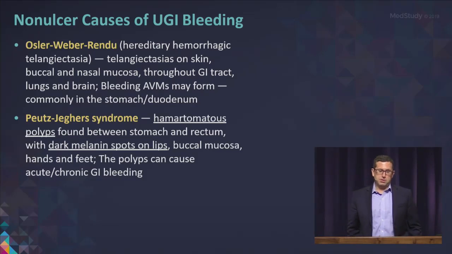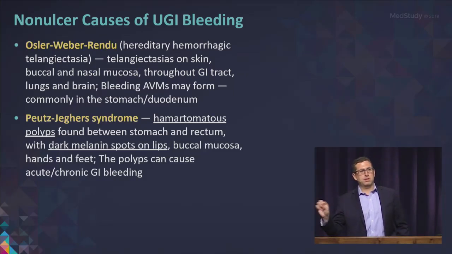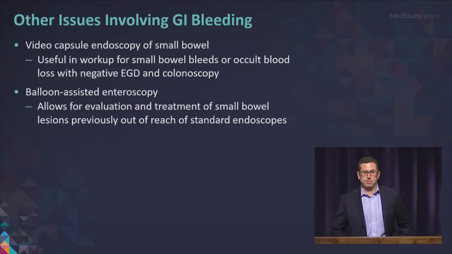And then there's Peutz-Jeghers syndrome, which is hamartomatous polyps found between the stomach and the rectum. A lot of times you'll see dark melanin spots on the lips and the buccal mucosa. I have some more slides on this, but the polyps could cause acute and chronic GI bleeding, so you just have to keep your eyes out for that, particularly in a younger patient. It's a hereditary cancer syndrome.